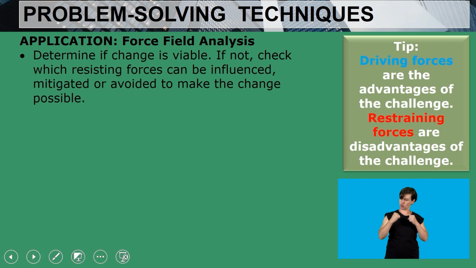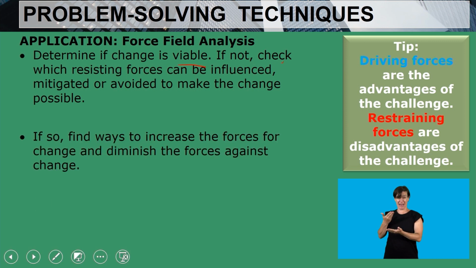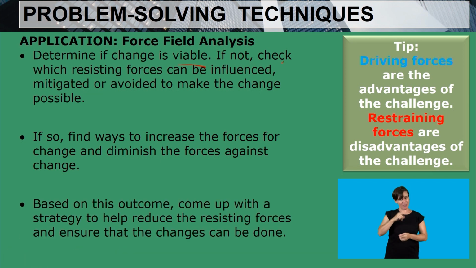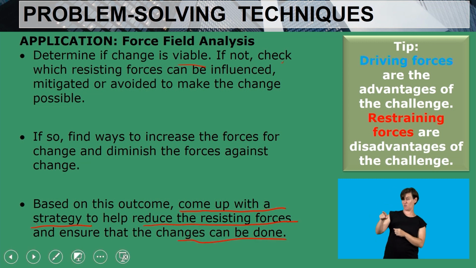Right, so let's continue. Determine if change is viable. If not, check which restraining forces can be influenced or mitigated or avoided to make the change possible. If so, find ways to increase the forces for change and diminish the forces against the change. Based on this outcome, come up with a strategy to help reduce the resisting forces and ensure that changes can be done.